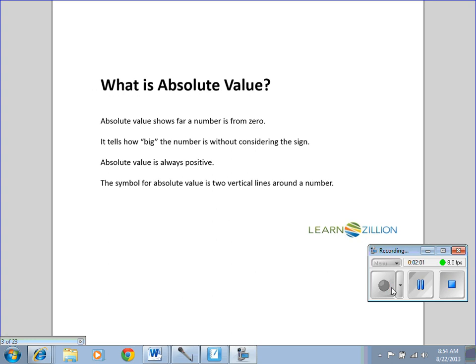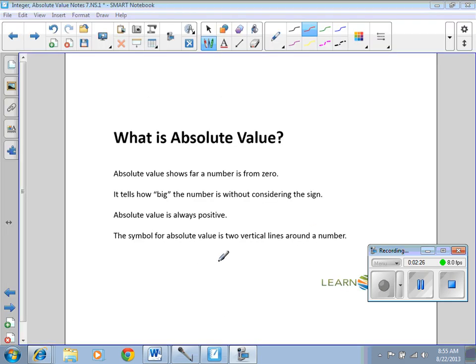So that begs the question, what is absolute value? Well, absolute value shows how far a number is from 0 on a number line. It tells how big the number is without considering the sign. Absolute value is always positive. The symbol for an absolute value is two vertical lines around a number. An example of the absolute value symbol is this.